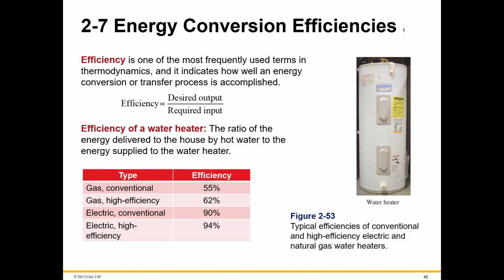And so here, the ratio of the energy delivered to a house by a hot water heater to the energy supplied to the hot water heater. And if you look down here, you have gas, conventional, high efficiency, electrical, and electric high efficiency. And if you have just a conventional gas, your efficiency is only 55%. It is not very efficient, right? And now that electricity has gotten more efficient and you have high efficiency on top of that, you can get up to the 94 range. But that's quite the difference when you're talking about how efficient your hot water heater is to your home.